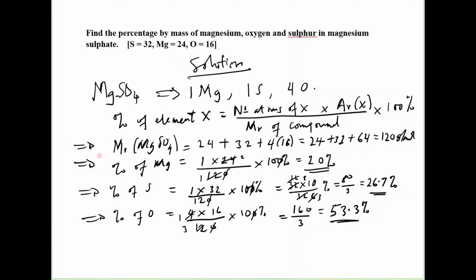To check this, you must make sure that the total percentages equal 100%. So 20% plus 26.7% plus 53.3% will give us 100%.